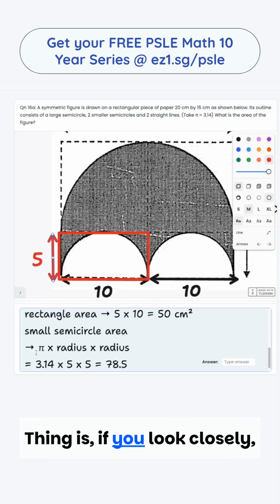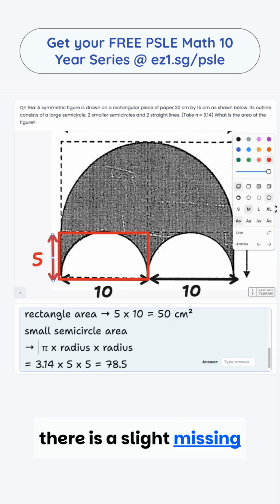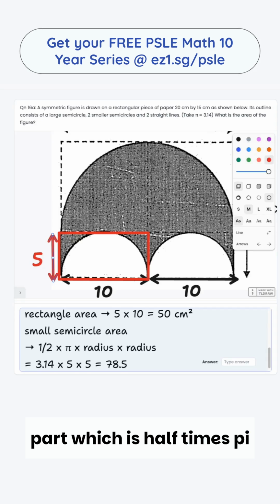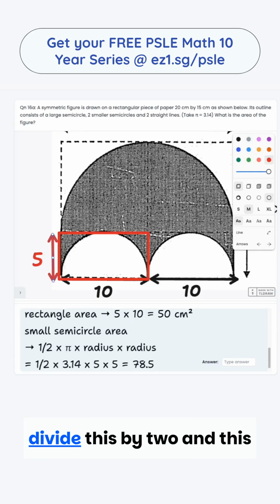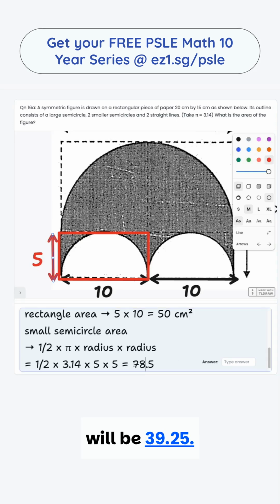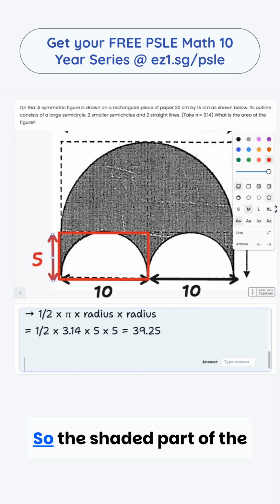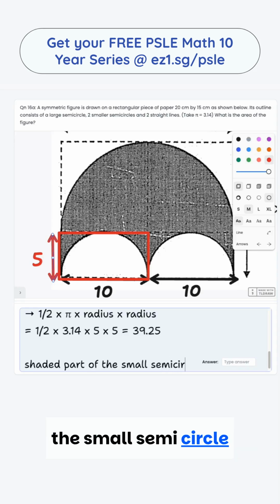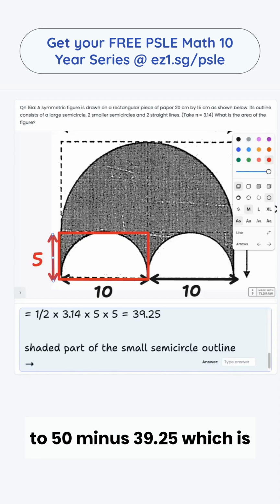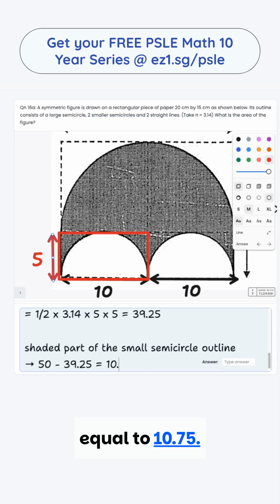But if you look closely, there is a slight missing part, which is half times pi times radius times radius, because we are calculating a semicircle, which is half a circle. So we need to divide this by 2, and this will be 39.25. So the shaded part of the small semicircle outline will be equal to 50 minus 39.25, which is equal to 10.75.